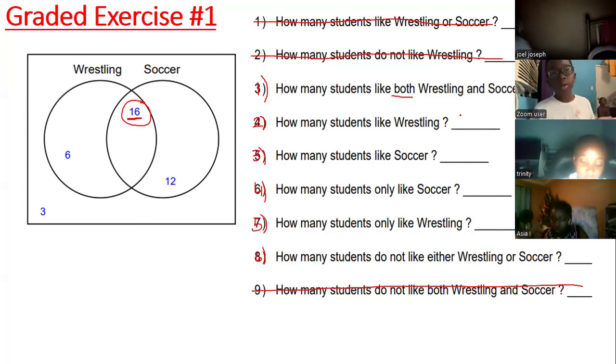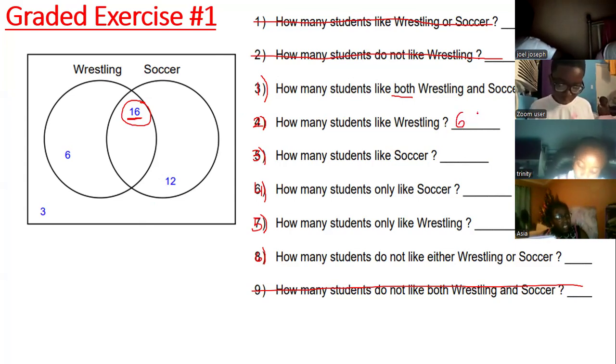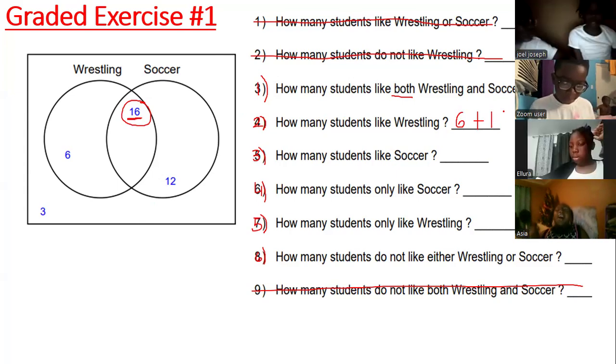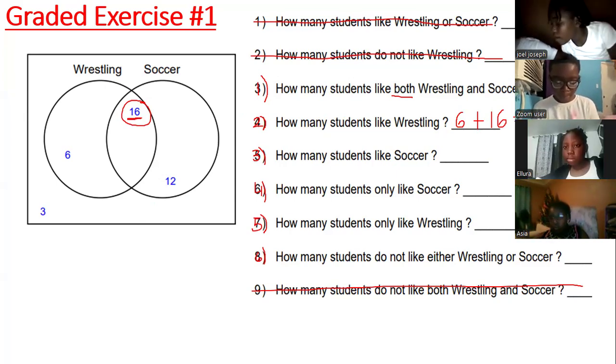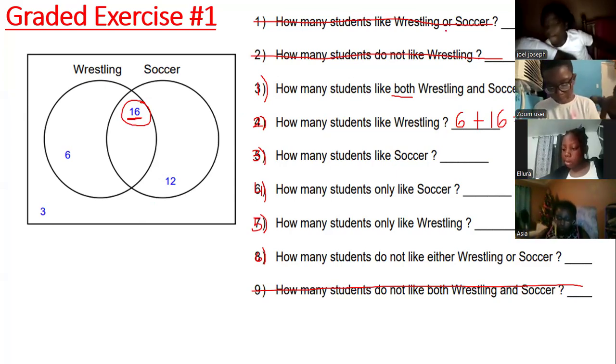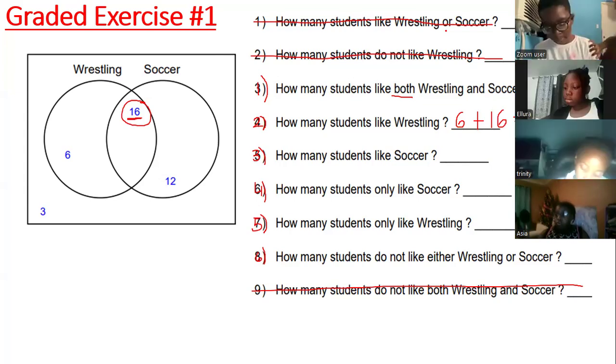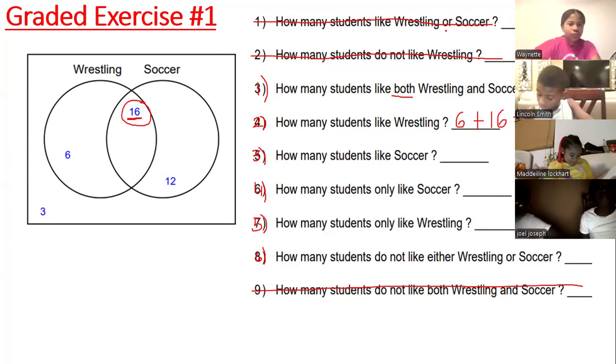Now, how many students like wrestling? 6. Wrestling is gonna be what? 6 plus what? 16 plus 6, 22. 6 plus 16, which is what? It's 22. 16, 17, 18, 19, 20, 21, 22. Did you all get this right? Yes. Joel and Gianna, did you all get that? Yes, sir.